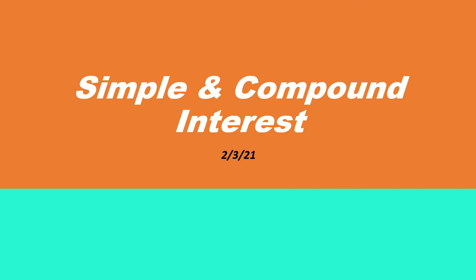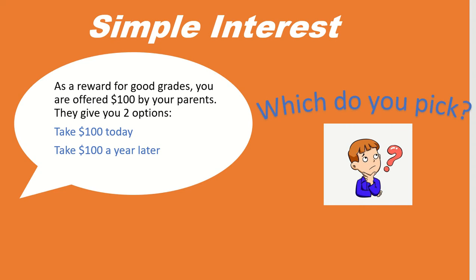Let's start with simple interest because, like the name says, it's the simpler one out of the two. Let's start with a scenario for you. As a reward for good grades, you are offered $100 by your parents. That's pretty generous. They give you two options. Either take the $100 today or wait and take this $100 a year later. Which do you pick? This seems pretty obvious. Why? Is there a catch to this?